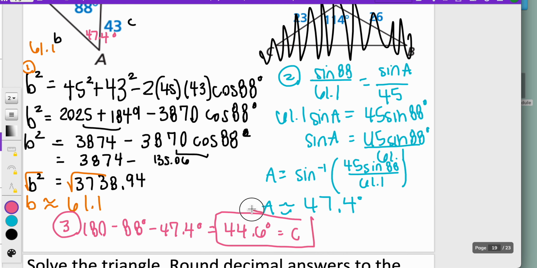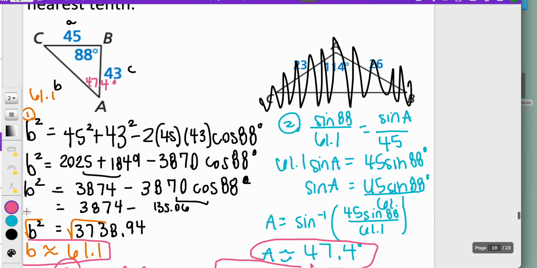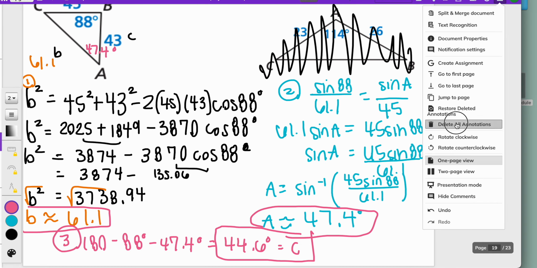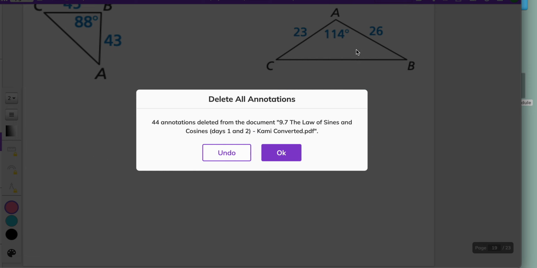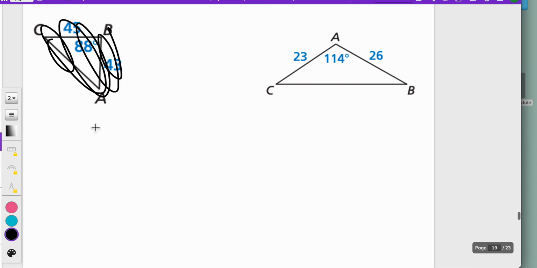Okay, so we found all things that were missing here: the side length of B and A's and C's angle measurements. Here's what I'm going to have you do now. See if you can try this one over here, doing the same thing we tried together. Notice you're given A's angle, so what I would recommend is using the statement that starts with A squared.